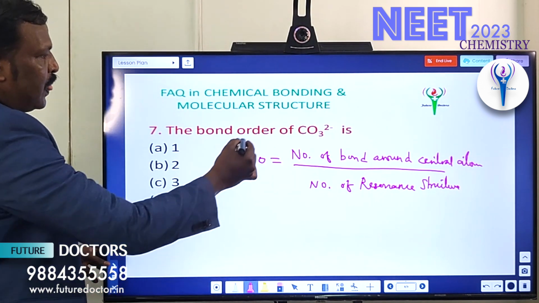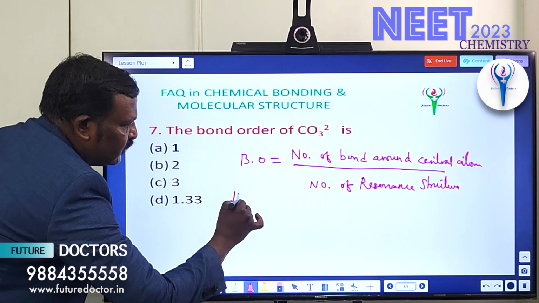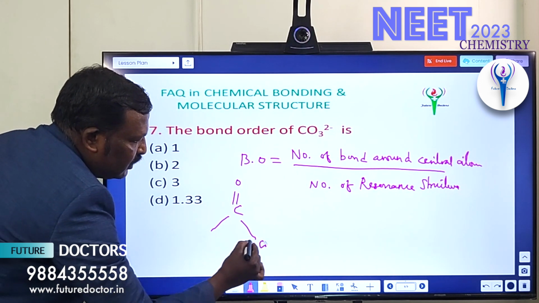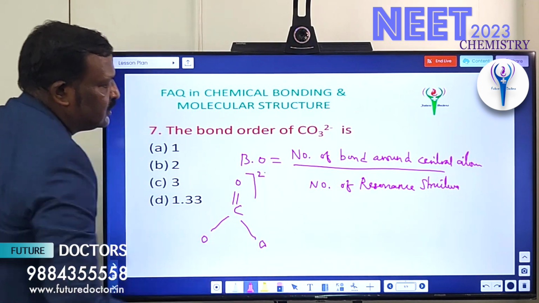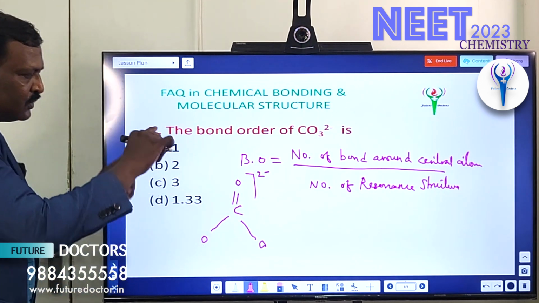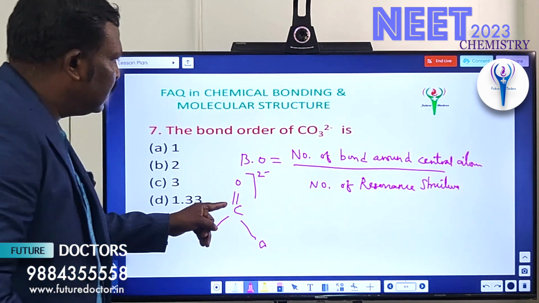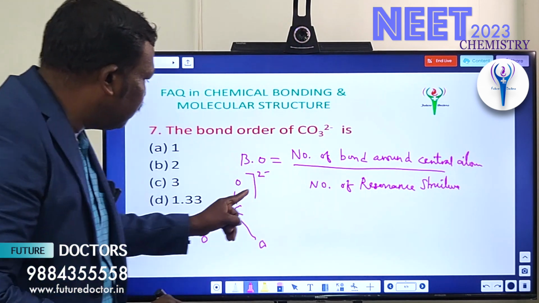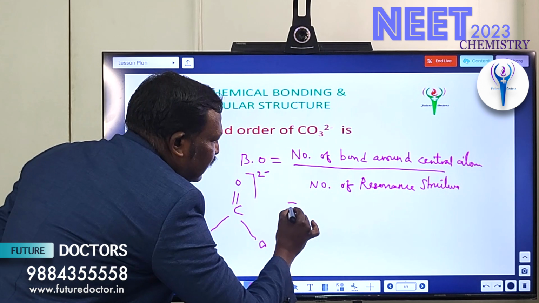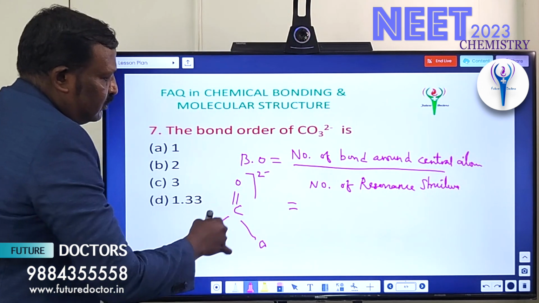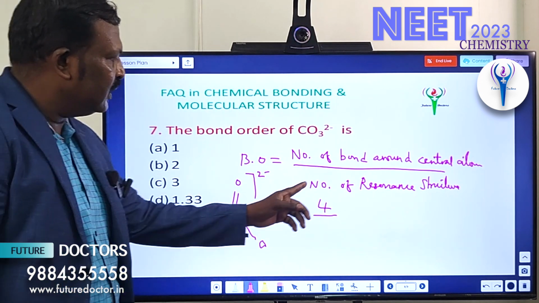So if you take the carbonate ion, how to draw it: carbon has valency 4, so in one place I put a double bond and in the other places I put single bonds. The total charge is what? I put 2 minus. Commonly we put a full square bracket, but I put the short form. This also we can do. Then see, the number of bonds around the central atom. How many bonds? 1, 2, 3, 4. So 4 bonds. Are you following? You must know the structure, then only you can do it easily. 4, and the number of resonance structures.